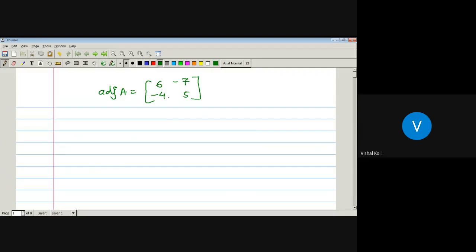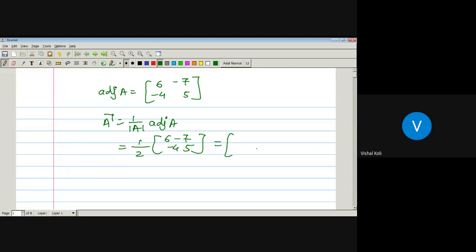Okay, now A inverse is equal to 1 upon determinant of A into adjoint of matrix A, which is equal to, determinant of A is 2, adjoint of A is 6 minus 7 minus 4 and 5, just divided by 2. We know how to multiply a matrix by a non-zero scalar.